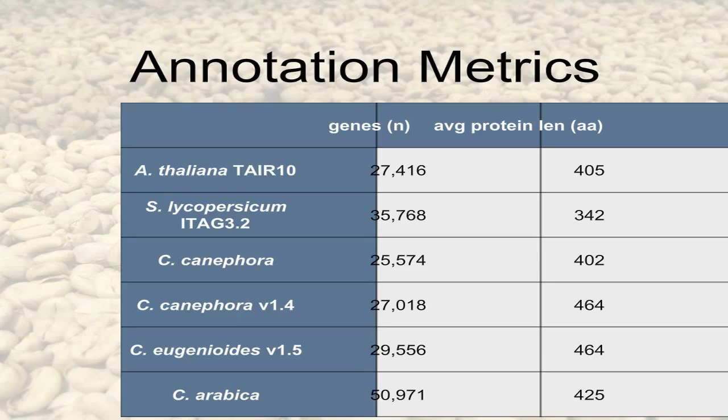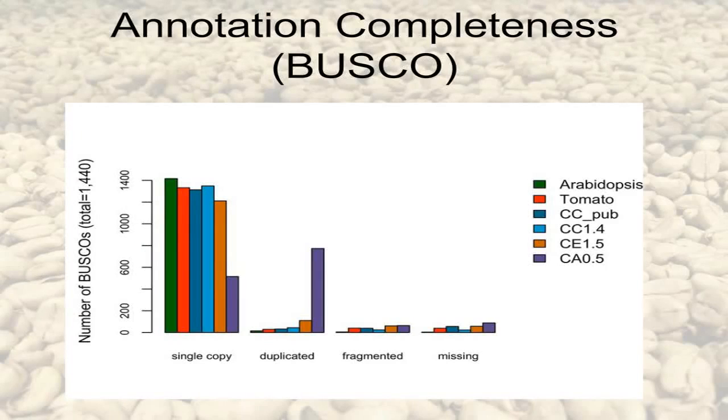So far, this is what our annotations are looking like. This is pretty comparable to the published canephora. I've included tomato and arabidopsis as well. And this is still a little bit of a work in progress to fine-tune these. This is probably one of the more difficult things in genome assembly, and producing a good genome as a resource is really getting the gene models as good as you can. And as you can see, arabica has roughly twice the number of genes as canephora and eugenoides. So this is another indication that it looks like we're able to detect both homologs from the two parental genomes in the assembly.